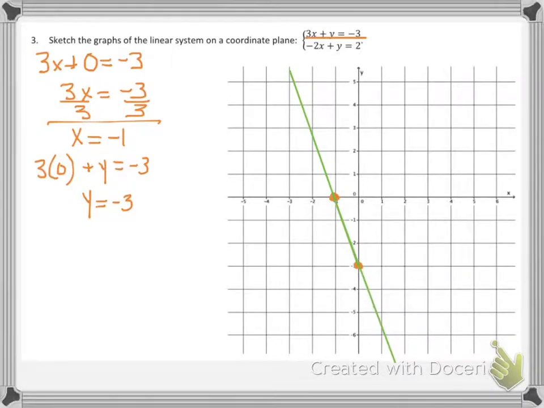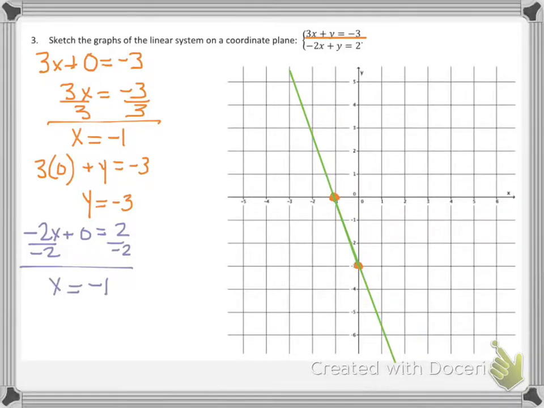And we'll send it that way as well. So there's my first equation line. And then we can work on the next, and that is -2x plus y equals 2. So I'm going to make my y value 0, so -2x plus 0 equals 2, and divide by -2, and we get x equals -1.